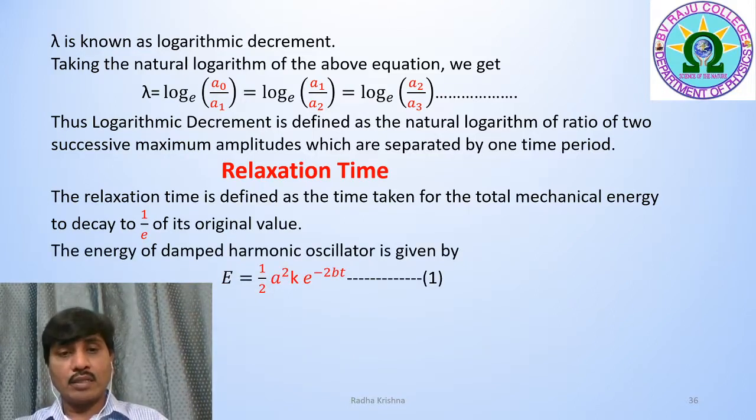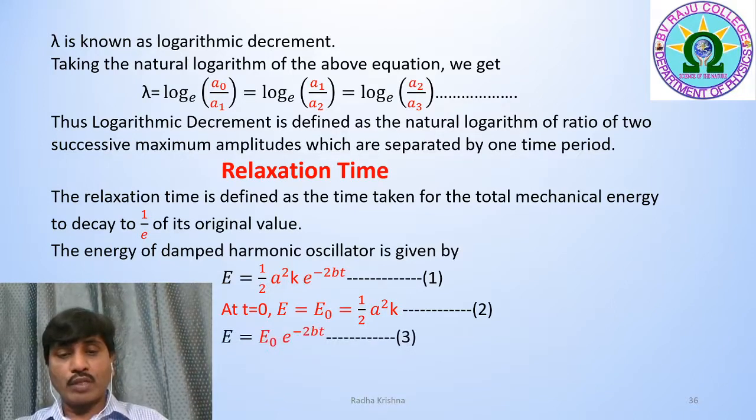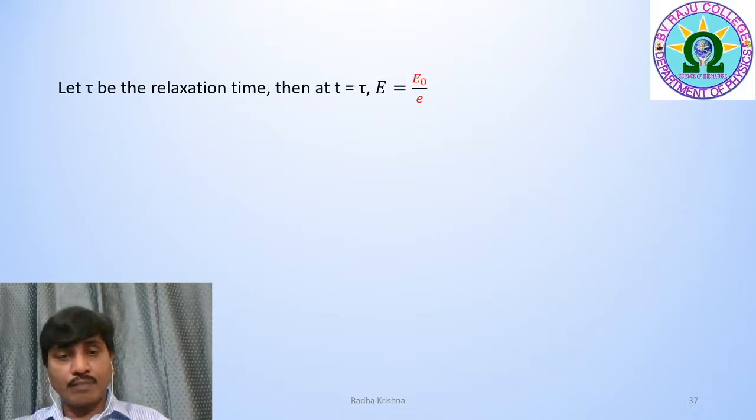Here a is the maximum amplitude, k is the proportionality constant, b is the damping quotient and t is the time at which the energy is calculated. At time t equal to 0, E is maximum, that is E is equal to E0 is equal to half a square k. Then from equations 1 and 2, E is equal to E0 into e^(-2bt). Let tau be the relaxation time. That means the energy becomes 1/e of its original value after a time tau. Then tau is called relaxation time. Then at t equal to tau, E is equal to E0/e.